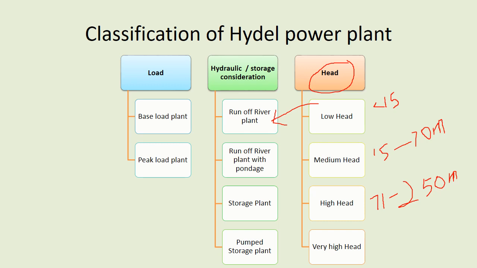Now the next is your very high head dam. If the head is above 250 meter, it is your very high head dam. This range can vary with different books. Other books may have somewhat different data, but the range will be quite similar. Greater than 250. This very high head dam uses a Pelton turbine. Okay, this is the classification of your hydropower plant.